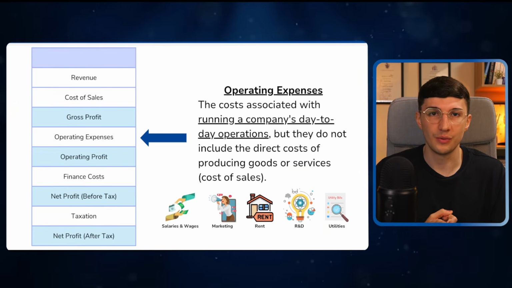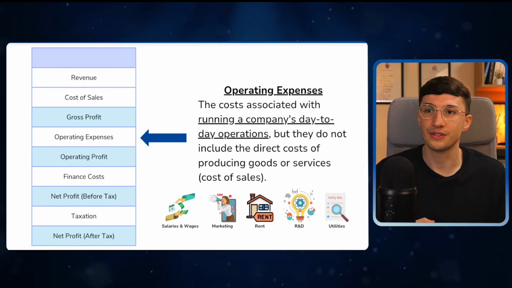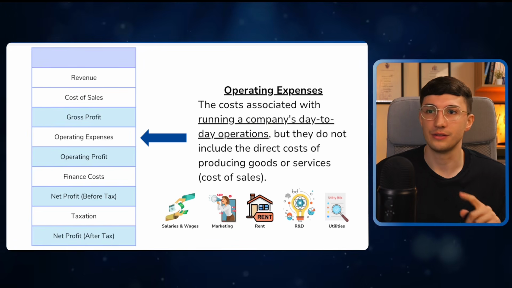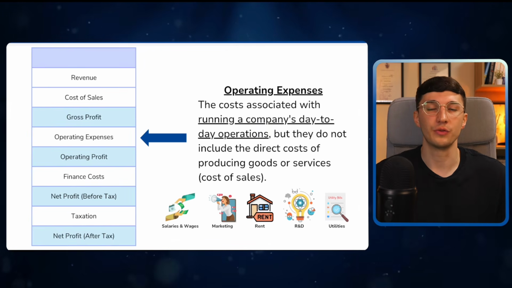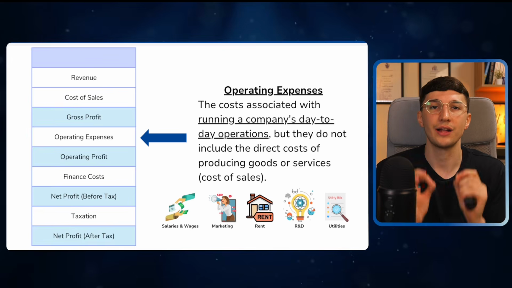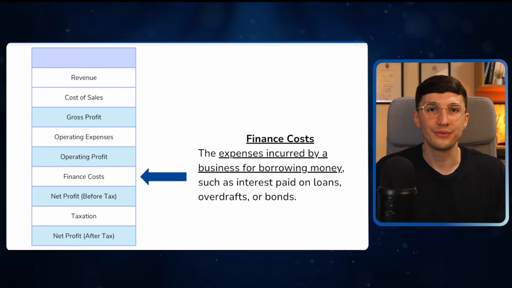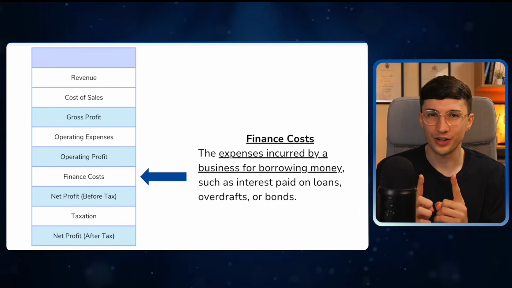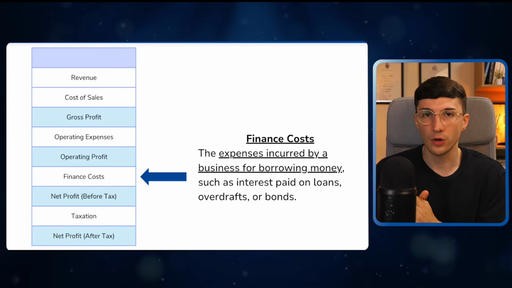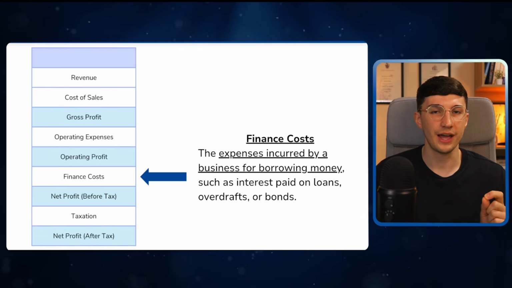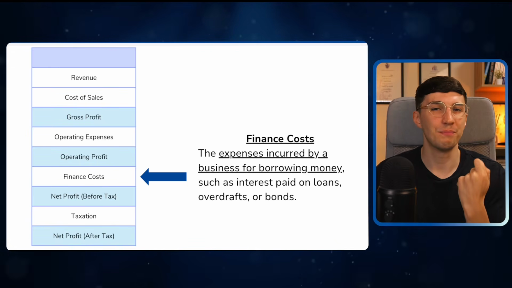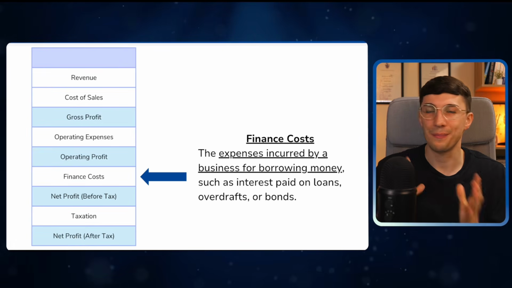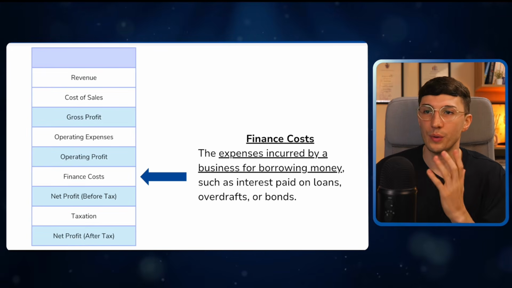We've got salaries and wages of non-direct labor staff. We've got the marketing expenses, the rent that we pay on our buildings, research and development, utilities, and so much more. And then we've got our finance costs. Now remember what interest rates are. They are the cost of borrowing or the reward for saving. Well, if they're the cost of borrowing, it has to show up in our profit and loss statement, and this is where we would have it here.